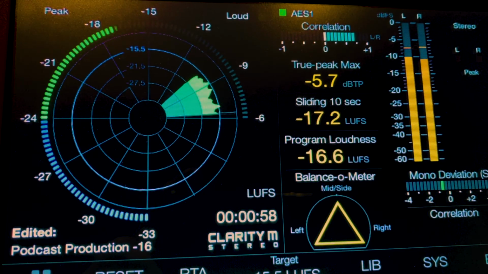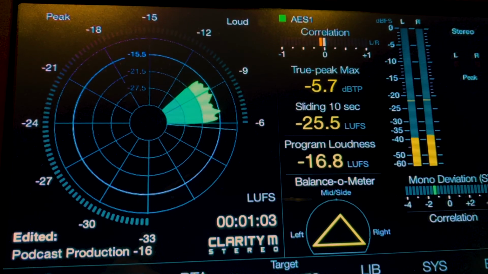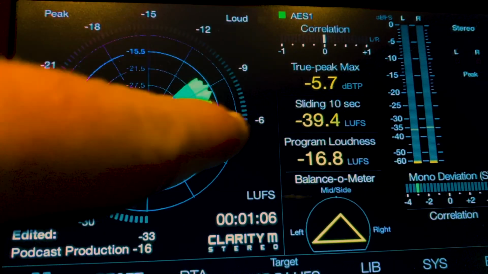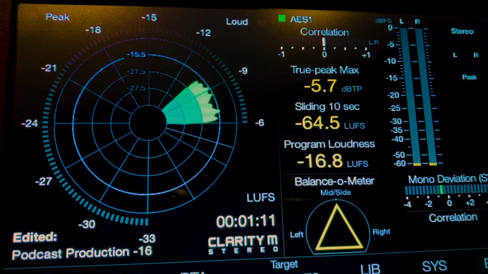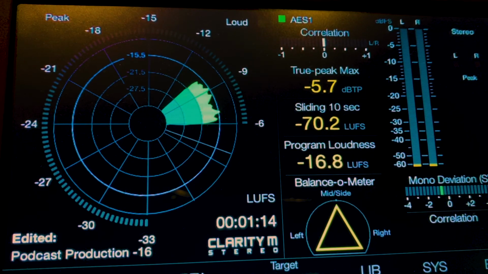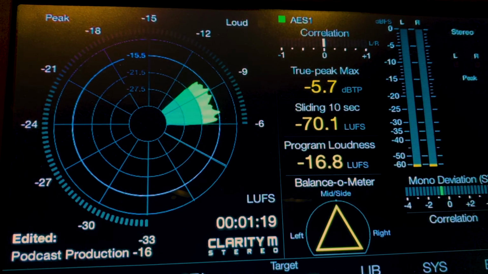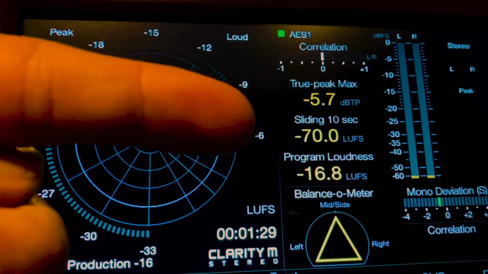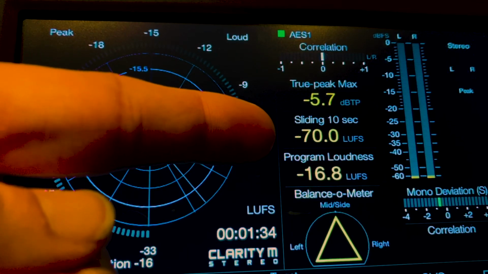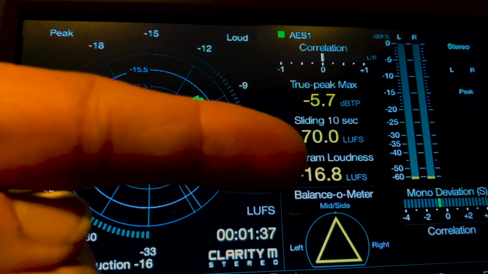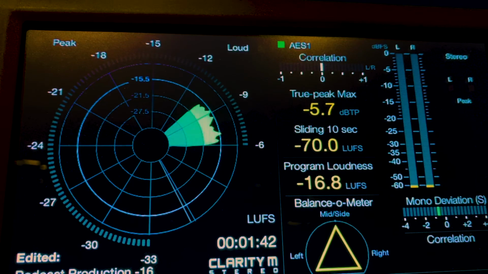Okay. So you can see we have a couple different pieces here that we're looking at. One is this true peak max. So that's the actual true peak volume of the audio. The maximum peak in the digital domain would be 0 dB. The next thing that we have here is this sliding 10-second scale. So that is an average that is being constantly updated over 10-second periods. So that is one of the more important things that we'll watch on here.